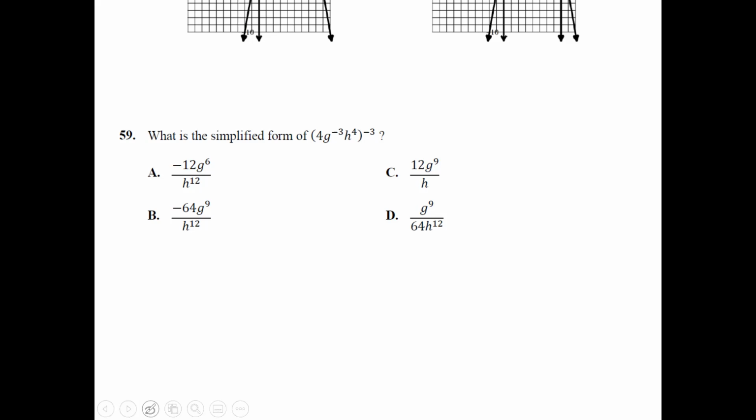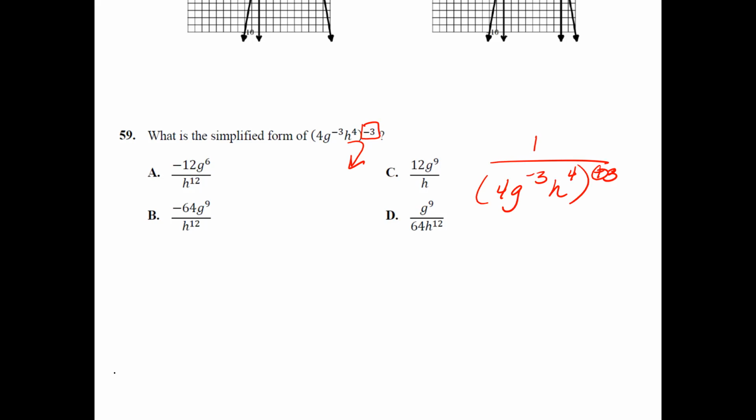All right, so let's take a look at this. You have a -3 exponent right there. We don't like that because it's negative. We want to make it positive. So how do I make it positive? I bring the whole thing down to the denominator. So I just put a 1 on top, and then I have 4g to the -3, h to the 4, all to the +3. Do you see how that -3 became a +3 right there? Because I just moved it down, okay?